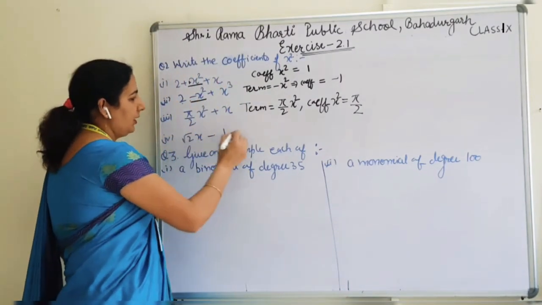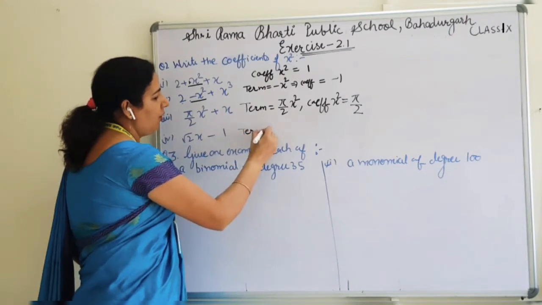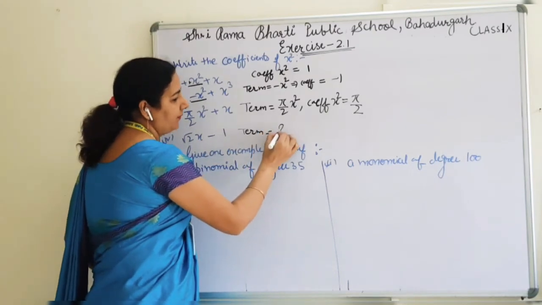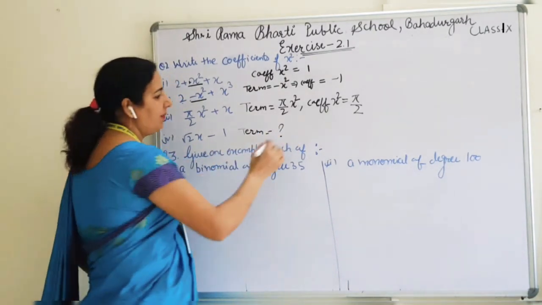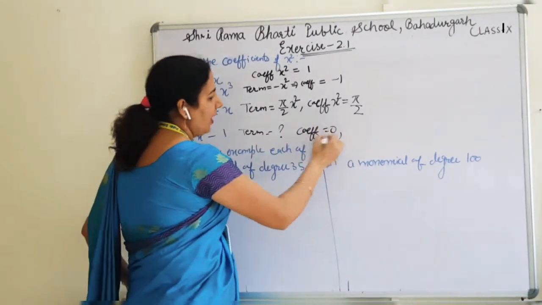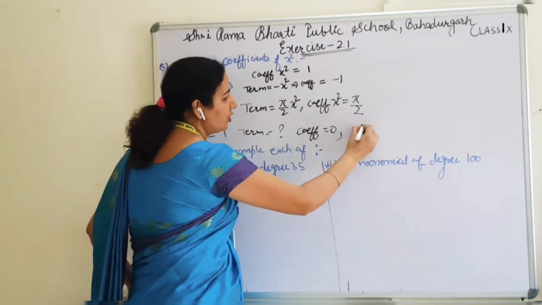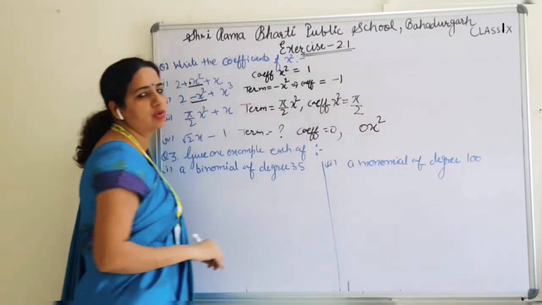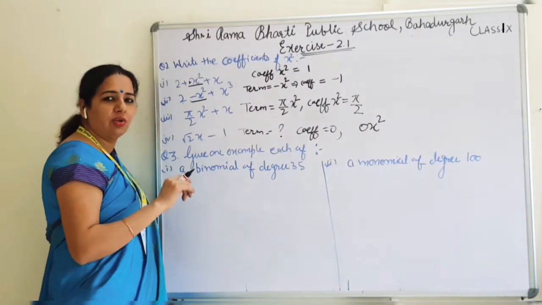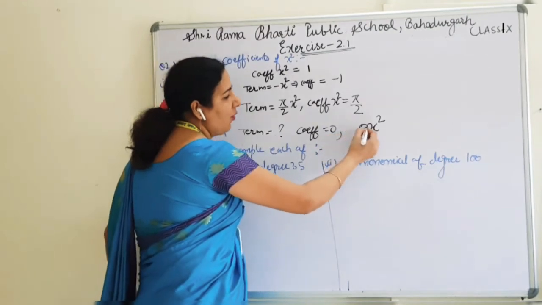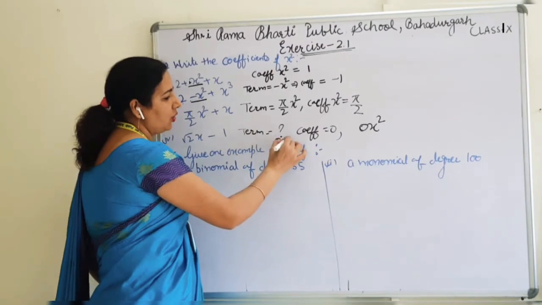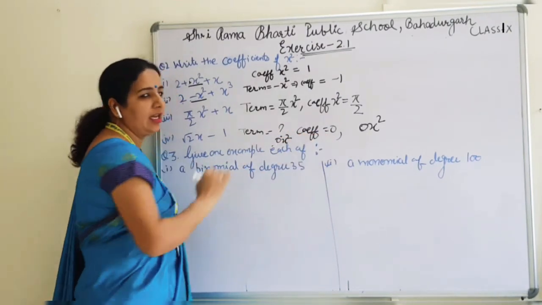Next, just see the term. Which term is having x square? We don't have the term here. It means the coefficient is 0. Why 0? Because if a term is missing from the expression of the polynomial, it means the coefficient of that term was 0. So it can be written as 0x square. Now what is the coefficient of x square? It is 0.